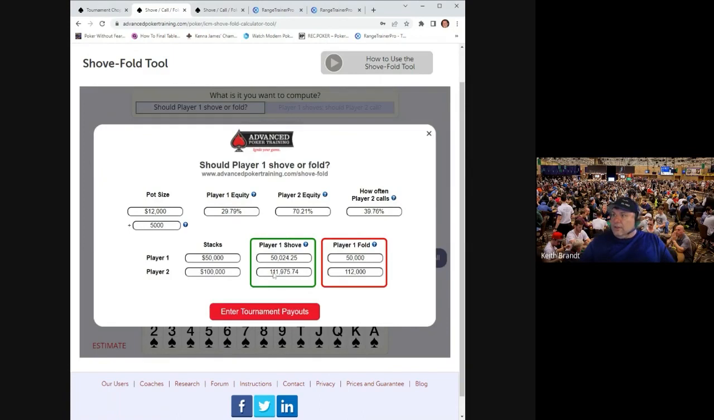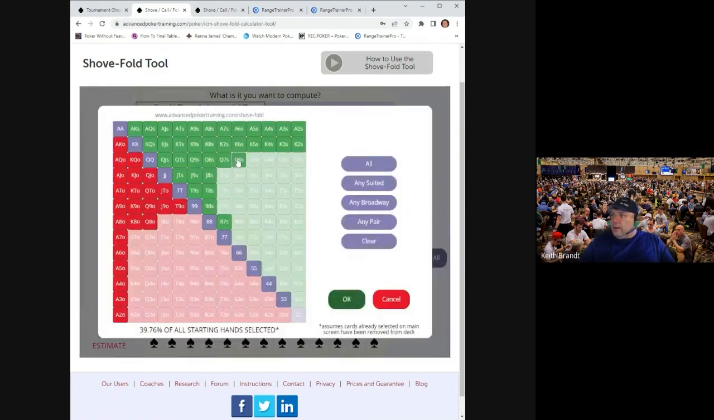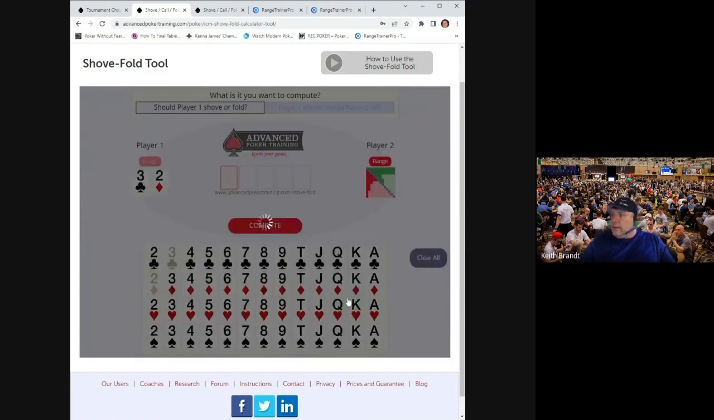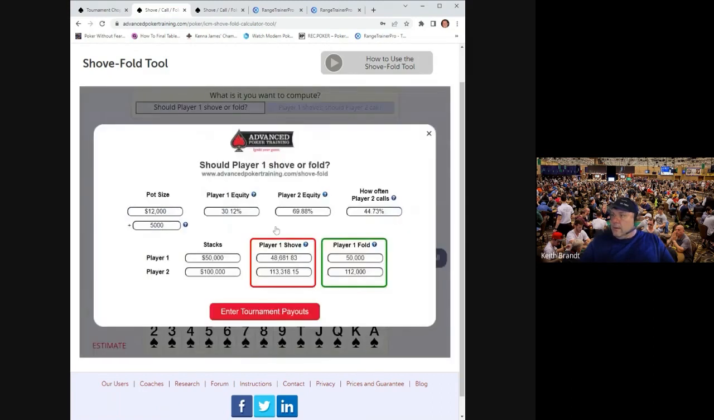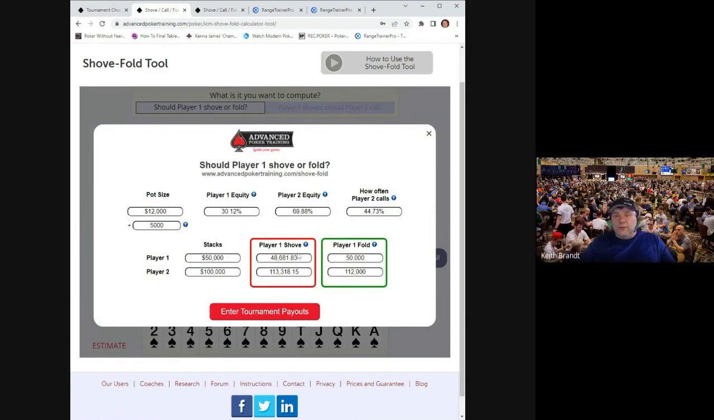Well, you can see right now that it's a profitable shove. But let's widen this guy's range a bit. Let's give him the deuces back. Let's give him all the queens. Let's give him some more kings. Let's give him that and see what happens. Now it's not. So a wider calling range penalizes the ones that are shoving with a really wide range. That's the takeaway from this.